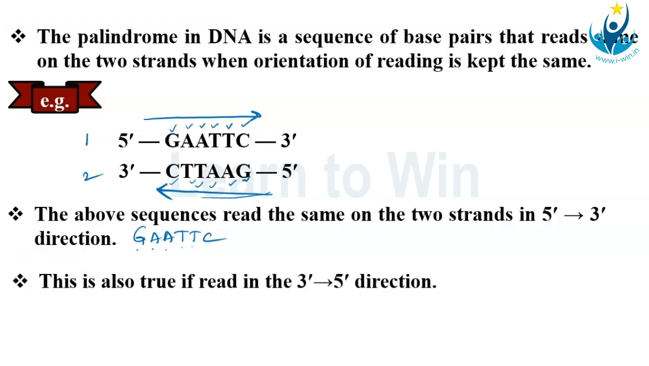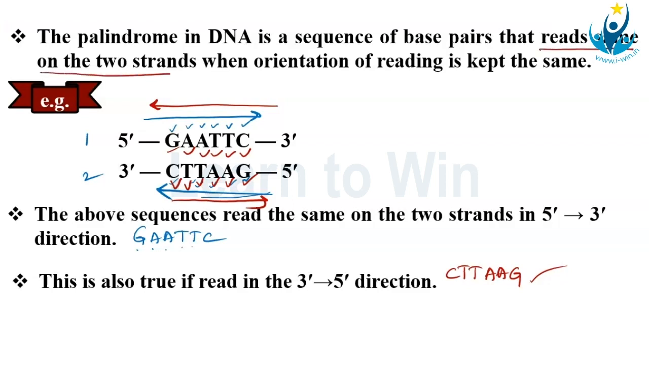Let us now change it to the 3' to 5' direction. We will see if it is the same. So 3' to 5' means above it will be like this, in this direction. So let us read it. CTTAAG. Right. So again 3' to 5' in this direction, CTTAAG. Right. So they are reading the same on the two strands when the orientation of reading is kept the same.